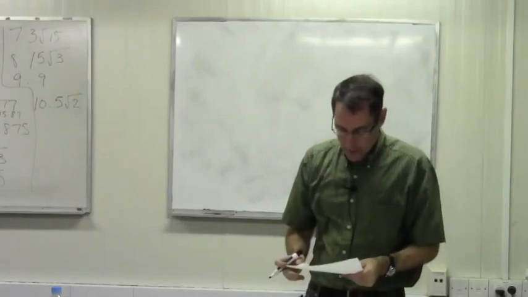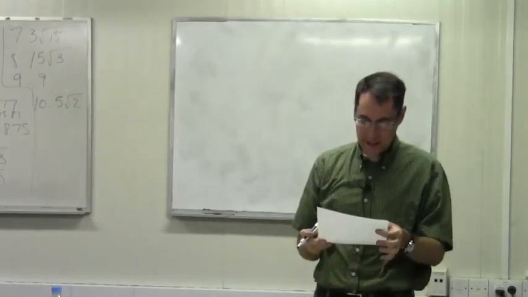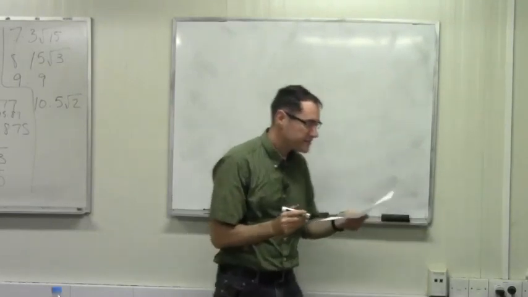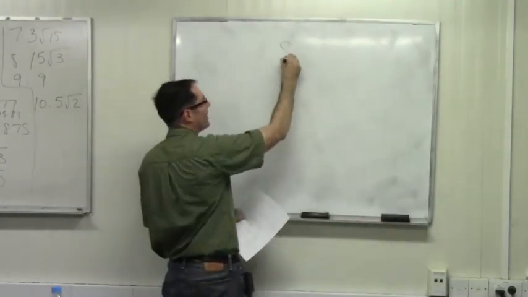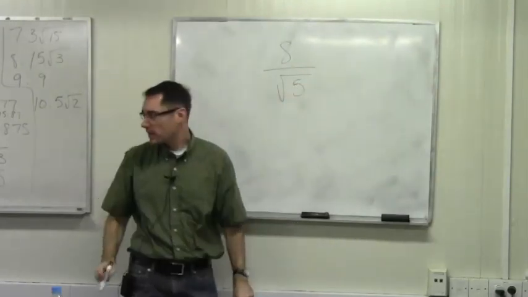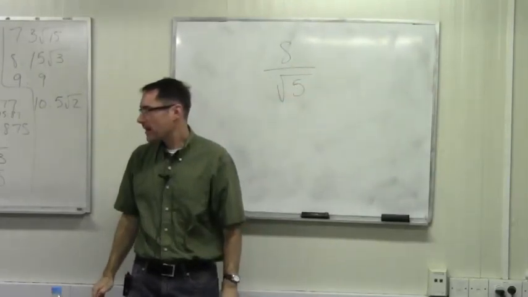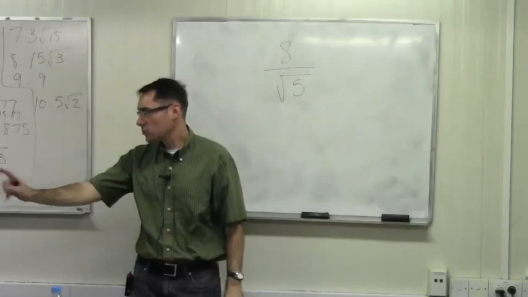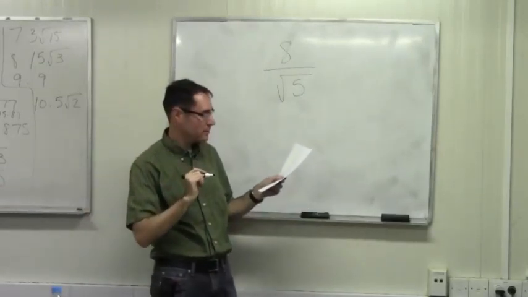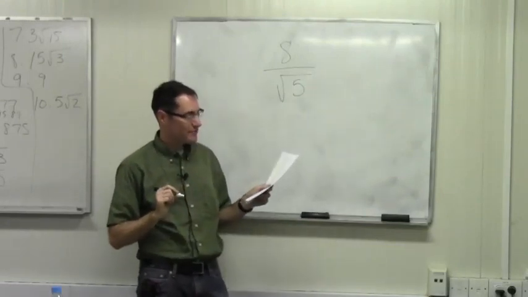Okay? All right, let's see. Here's an example. 8 divided by the square root of 5. We'll get to that. Is that number 11? Yes. We'll do that one in a minute. Let's do another example like this. Then we'll do number 11. How's that sound? 8 divided by square root of 5.